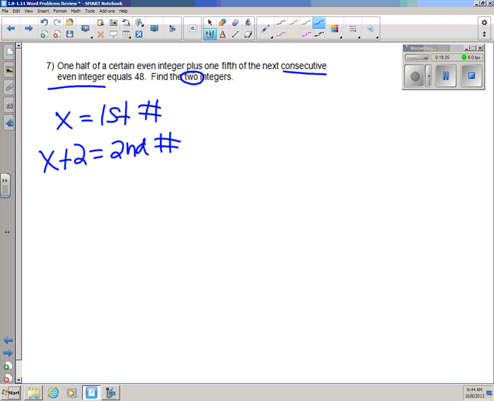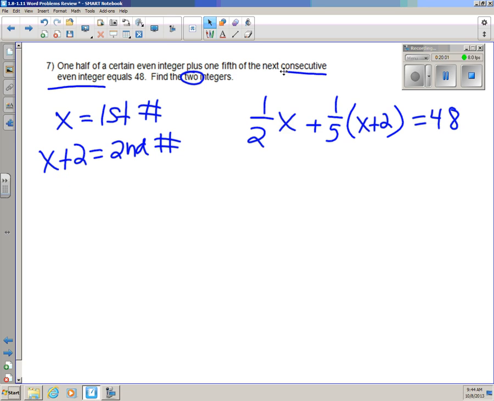1/2 of an even plus 1/5 of the next consecutive even. So what's happening here is 1/2 of the first number plus 1/5 of the second number is 48. You need to decide what you want to do. I choose to do math, to divide and multiply. And I notice that my two denominators are a 2 and a 5. You can distribute first if you want. I'm not going to. What I'm going to do is say, well, wait a second. I'm going to multiply everything by 10.